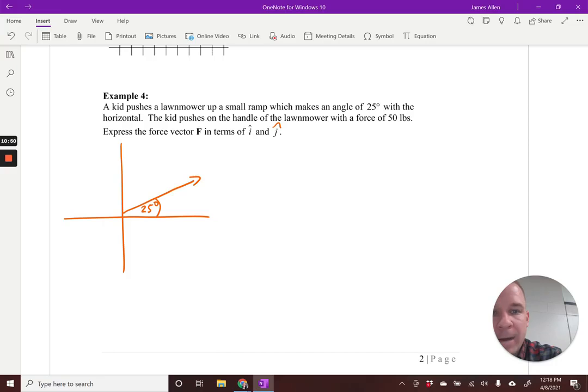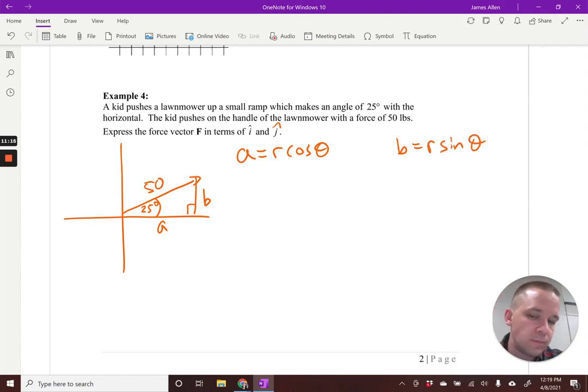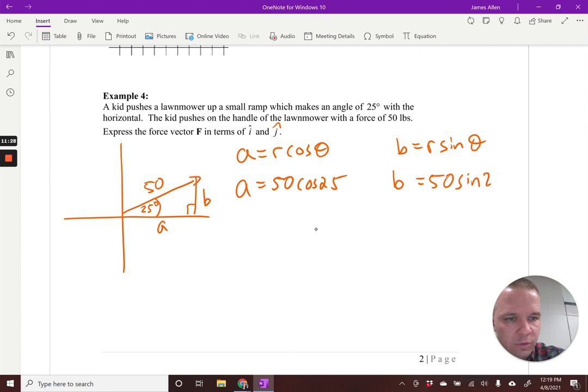We got a force of 50 pounds. That is our magnitude. And what we're trying to find is our force vector in terms of I hat, J hat. So what we're going to do is we're going to create ourselves a nice little right triangle here. We've got our A value and our B, right? A and B. So let's figure this out. Well, I know that A is equal to R cosine theta and B is equal to R sine theta. Lovely. Bring it back. So let's see here. We've got A is equal to 50 cosine of 25, and B is equal to 50 sine of 25.